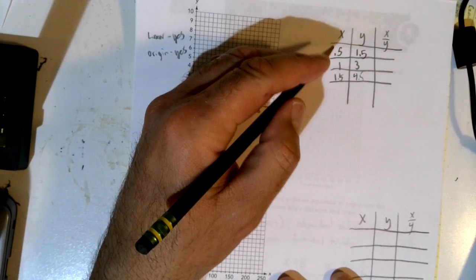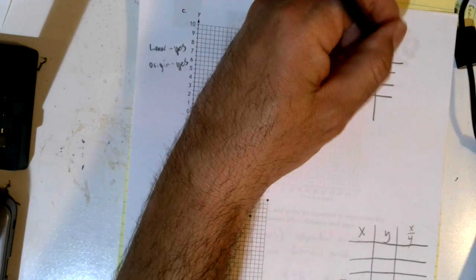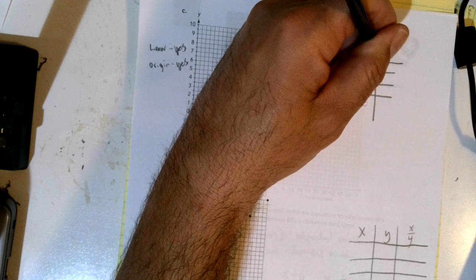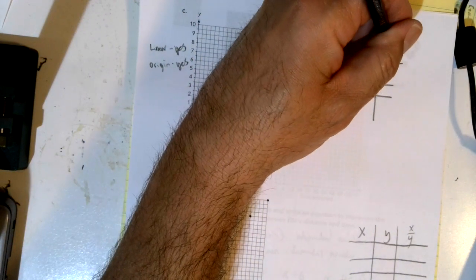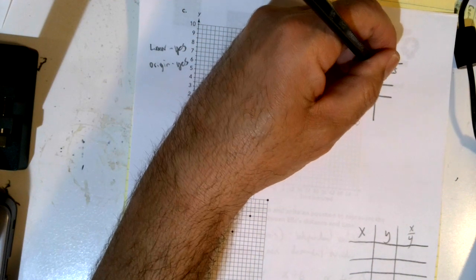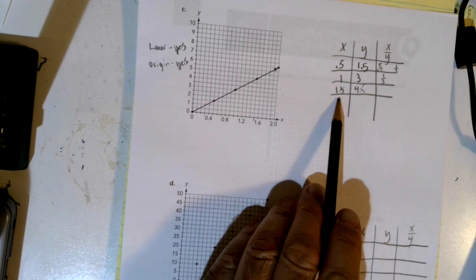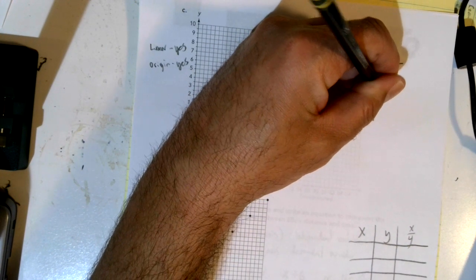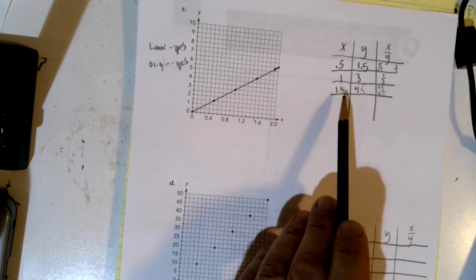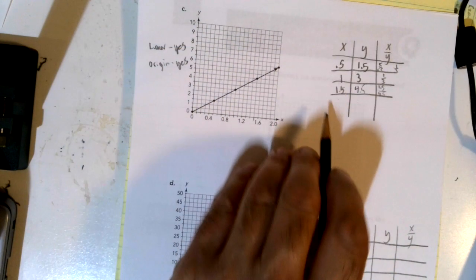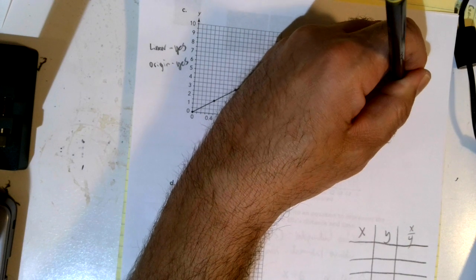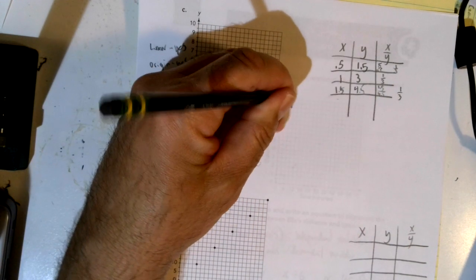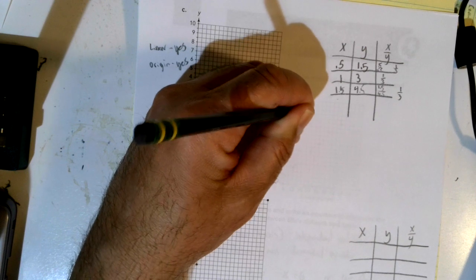So we have 0.5 over 1.5. And I mean, that's basically like saying a half over 3/2. So that's 1/3, right? And then we have 1 over 3, which is 1/3. And then we have 1.5 over 4.5. And again, there's 3 1.5s in 4.5. So we know that it's equivalent to 1/3. Yes, it's proportional.